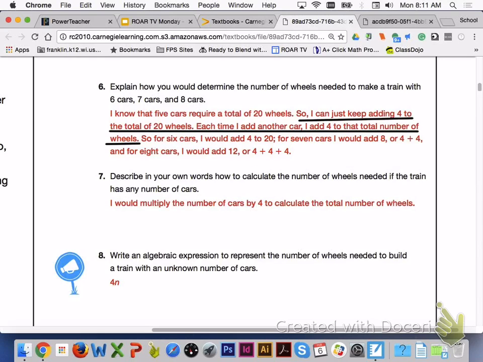For number 6, you can just keep adding 4 to the total of 20 wheels. Each time that you add another car, you can add 4 to that total number of wheels. For number 7, remembering that multiplication is repeated addition, you can multiply the number of cars by 4 to calculate the total number of wheels. So for number 8, your algebraic expression, you can write 4n.